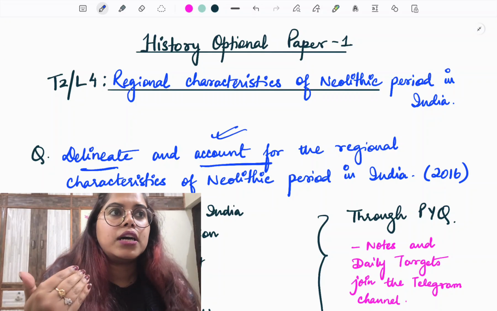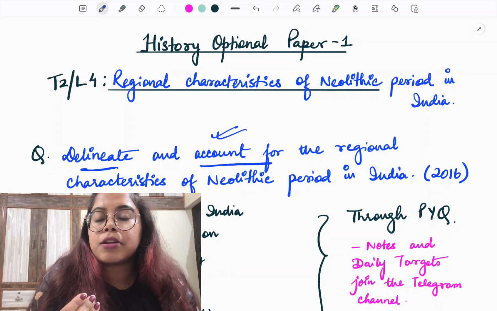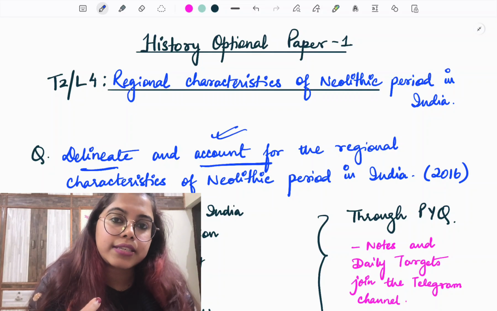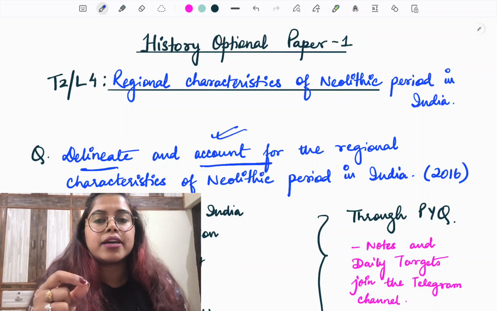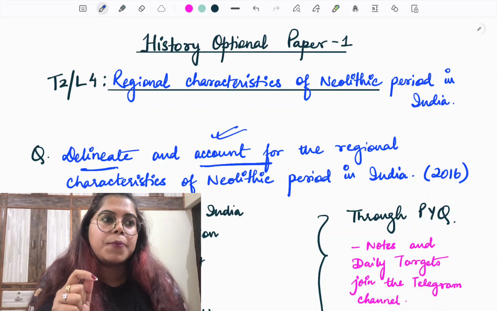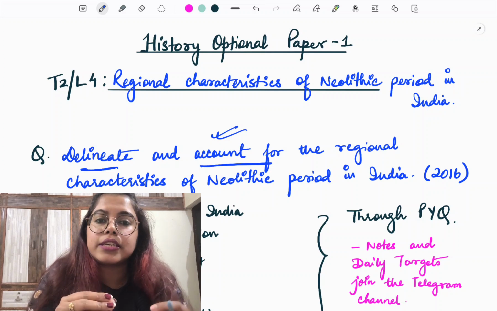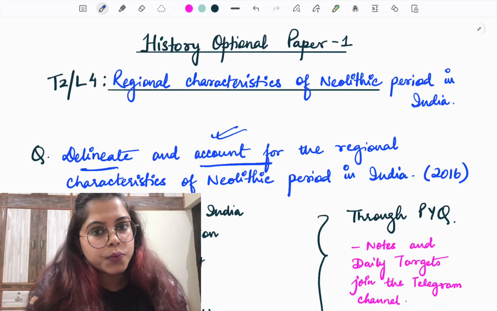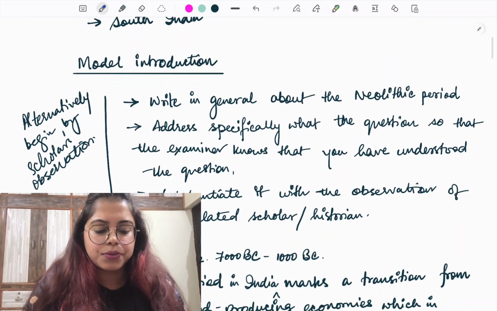For example, if you look at the northwestern region, for example the Balochistan area, where one of the most important sites is Mehrgarh. If you say in Mehrgarh there were mud brick houses and there were indications of early agriculture, then you also have to say why they were so. We will see it eventually.